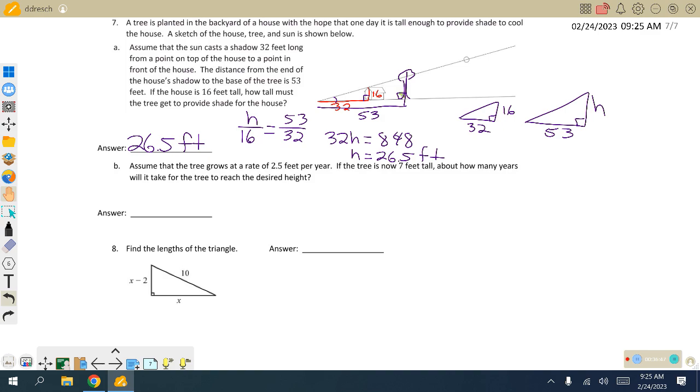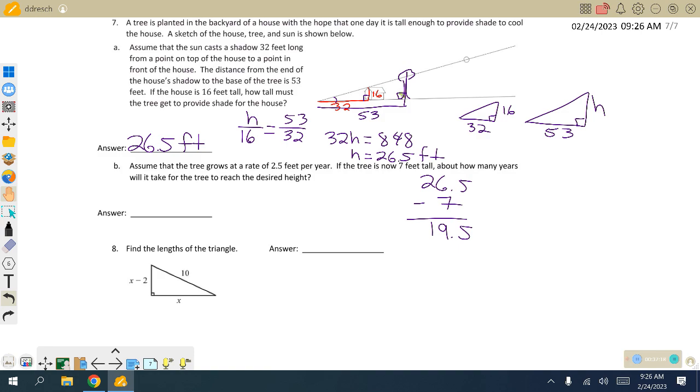So, you can do this one of two ways. For backfilling an algebra part, you can just play that game of figuring out how to get to 26 and a half feet when you start off at 7. So think about that. 26 and a half feet, you start off at 7. How many more feet do I have to grow? 26 and a half minus 7 is 19 something, right? 19 and a half feet.